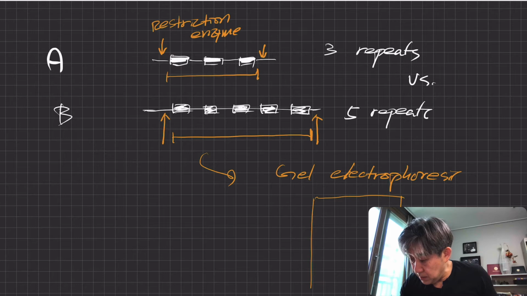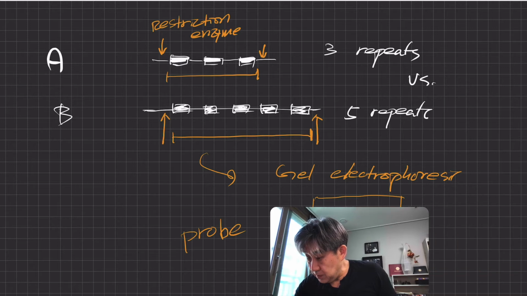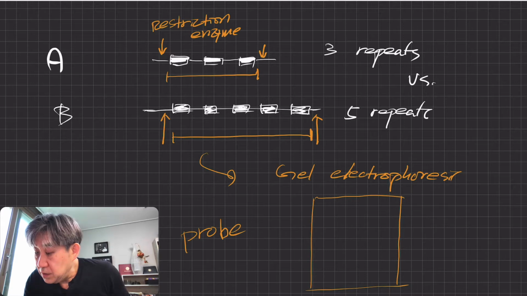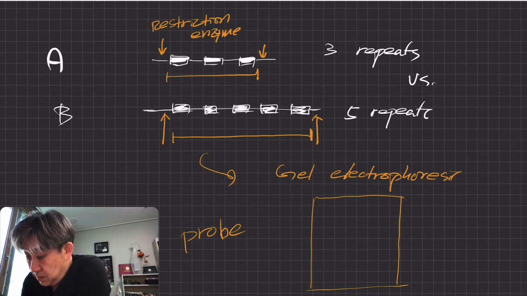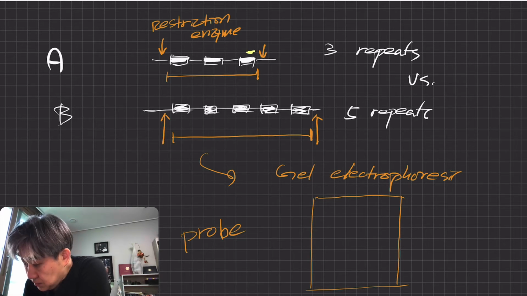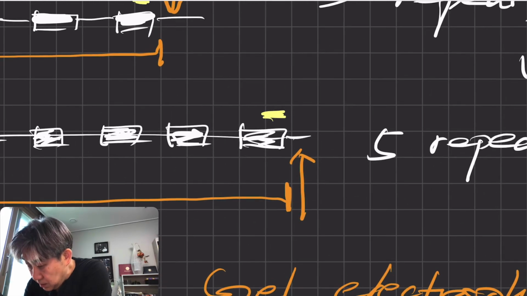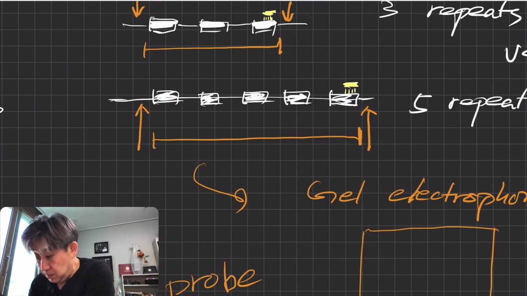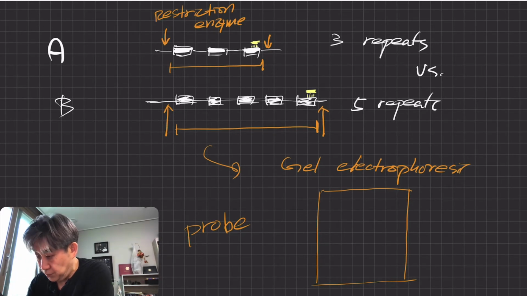Obviously, you will have to apply the probe. In this case, you can use as a probe, for example, a part of this DNA, like this. It's just enough so that this probe DNA can interact with this sequence, and that will be simply enough to reveal the difference.